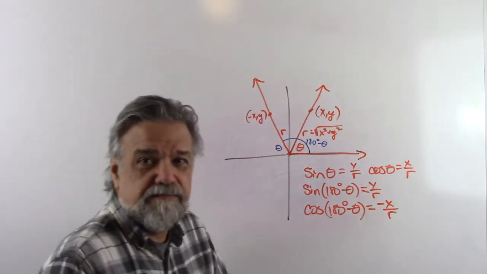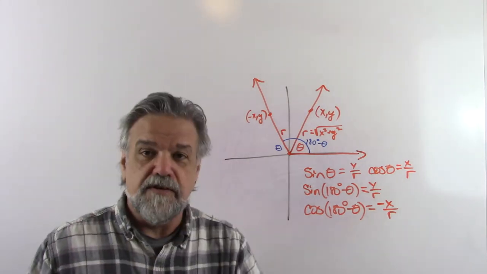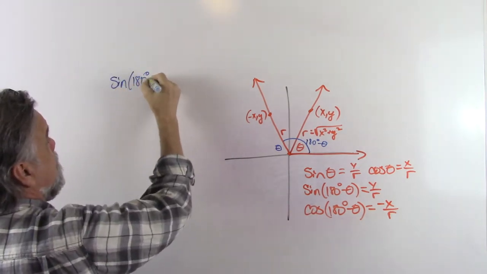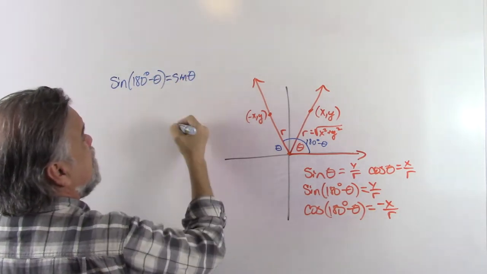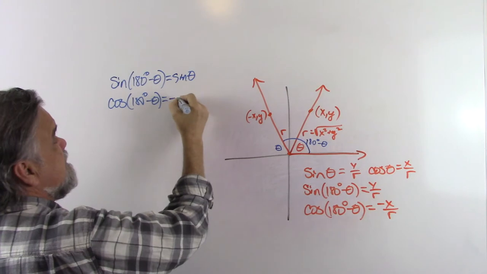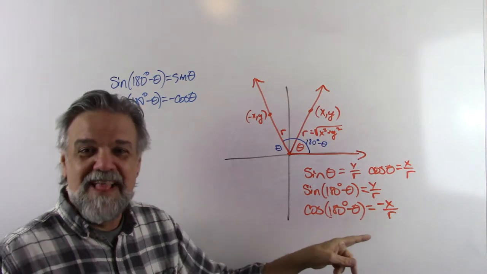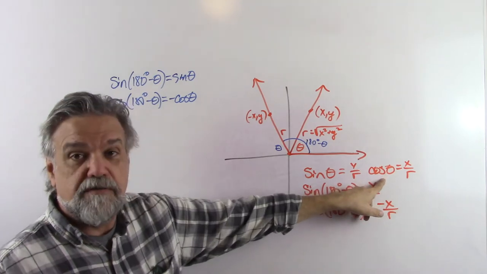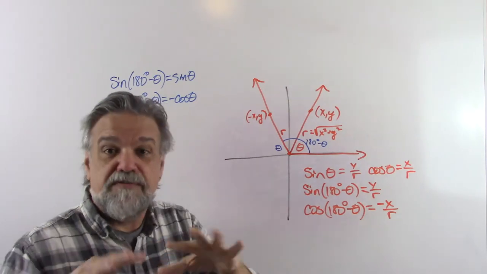Now, what does all of this tell us? It tells us two very useful things. One is the sine of 180 minus an angle is the same thing as the sine of that angle. And the cosine of 180 minus an angle is the negative cosine of that angle. Because the cosine of 180 minus theta was negative x over r, which is the negative cosine of theta. Those are the two things that I wanted to use as a preface to today's lesson.